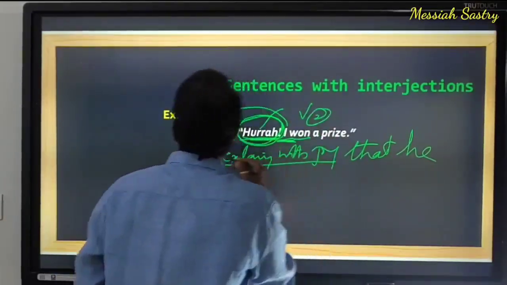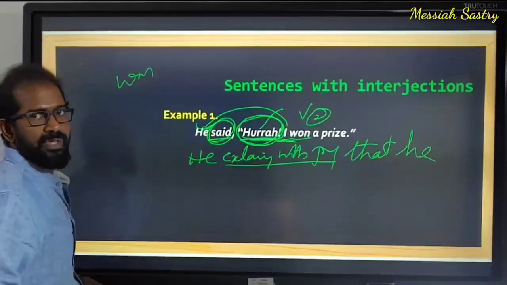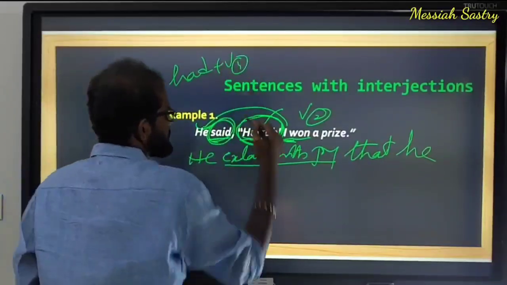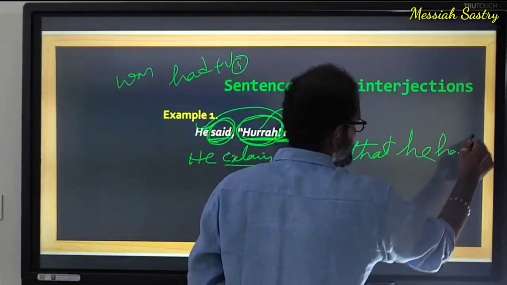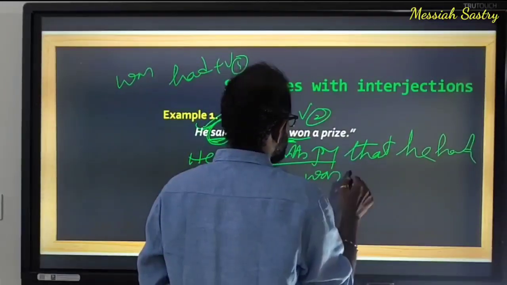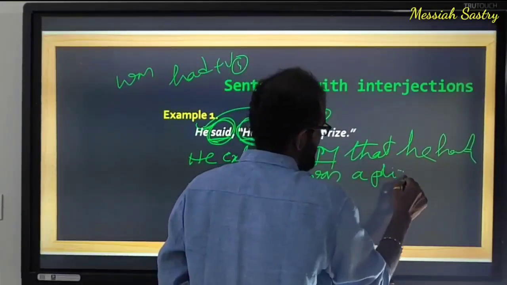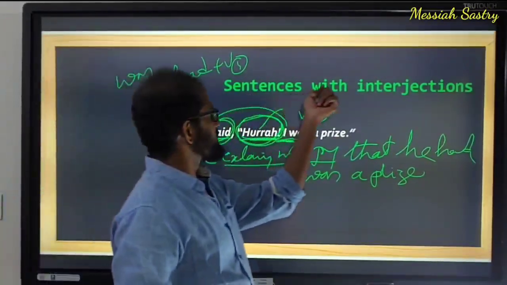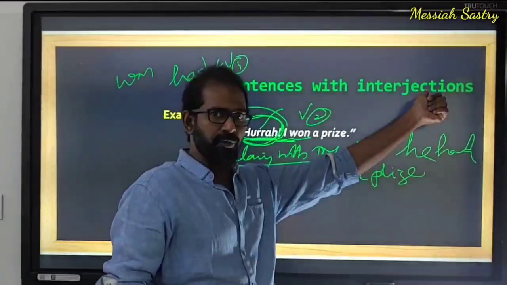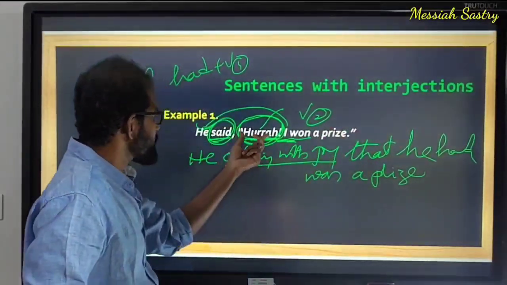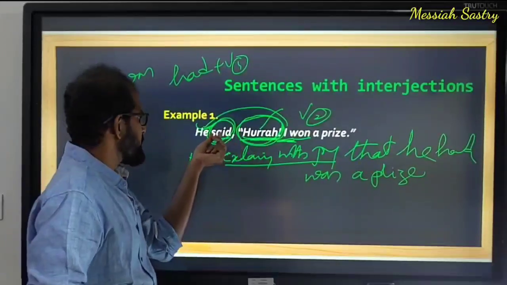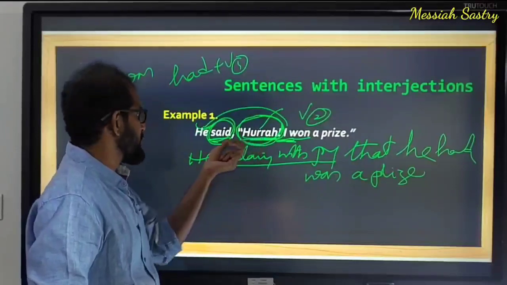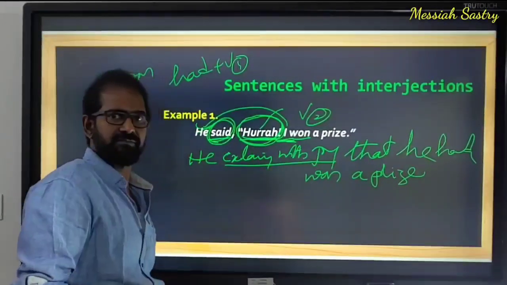Won is V2. That changes to had plus V3. That he had won a prize. So when sentences come with interjections, we need to be careful. Based on the interjection, the reporting verb has to be changed. Here, hooray is a happy word, so we write exclaimed with joy.